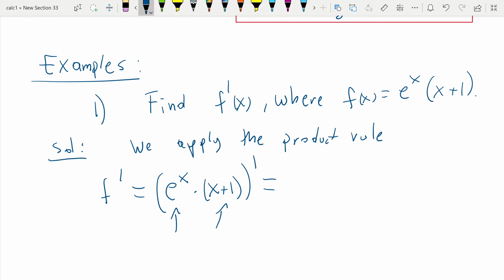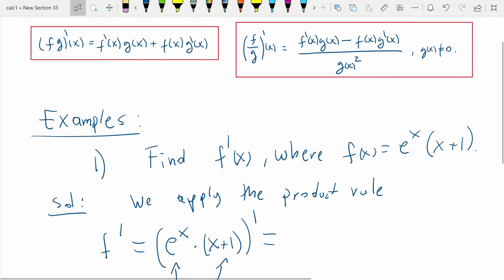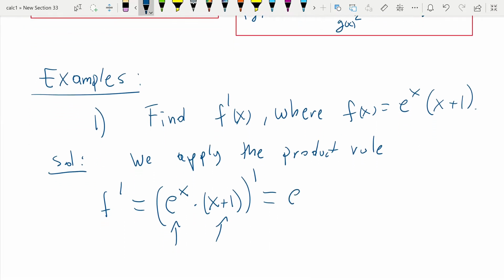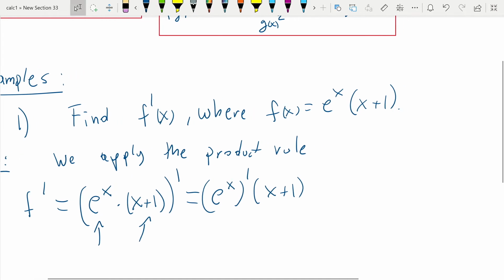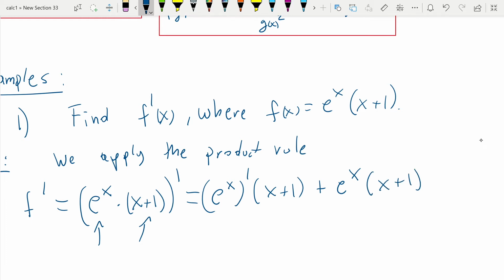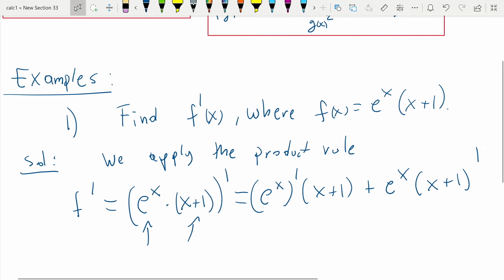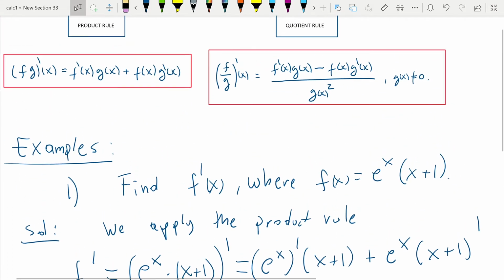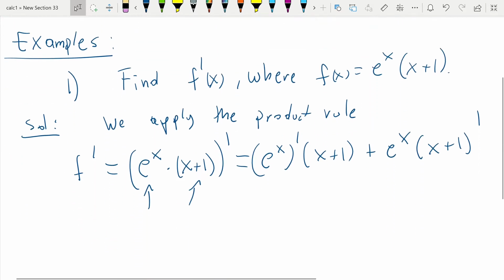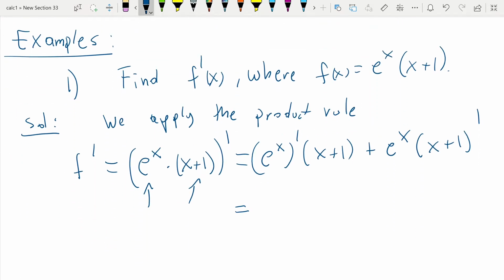Right, so we want to differentiate that. Remember, what does the rule say? We take the derivative of the first one, in this case e to the x, so e to the x prime, times the second one, x plus 1, not differentiated, plus e to the x, which is left untouched. We don't differentiate it, but we take the derivative of x plus 1, prime. This is in complete agreement with the formula up here for the product rule. And then, what is the derivative of e to the x? It is just e to the x itself, and x plus 1 is simply x plus 1.